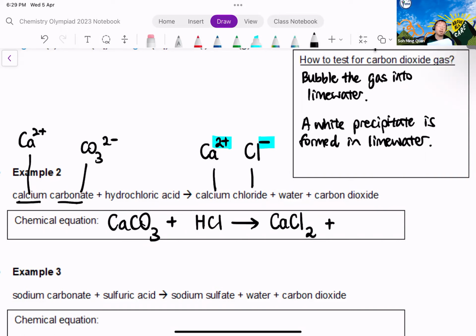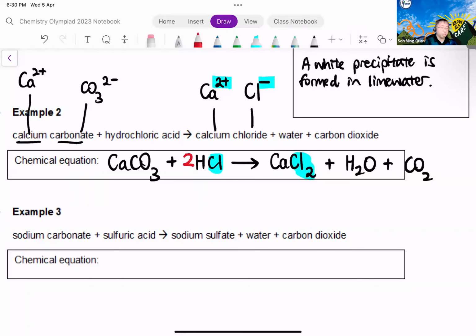If you don't write CaCl2 correctly, nothing else you do will make a difference. So it's important to write CaCl2 correctly. Plus H2O plus CO2. Then immediately you realize, oh, the chlorines are not balanced. Therefore, I need to add a 2 in front of the HCl. I need to have twice the amount of HCl in order to balance this equation. All right.